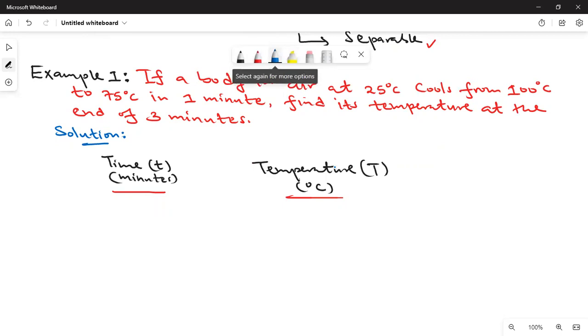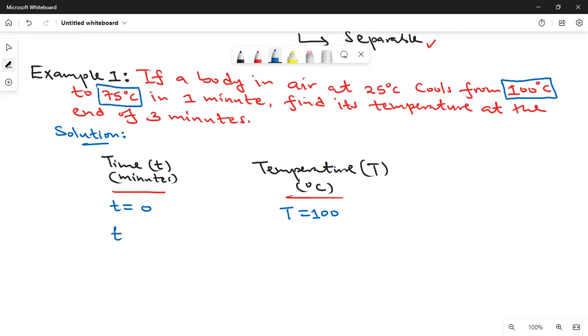Now, initially the temperature was 100. Remember, the body is cooling from 100. That's the starting point. So T equals 100 when the time is 0 minutes, when we are just starting. Now it cools to 75 degrees centigrade in how many minutes? Just 1 minute. So at the end of 1 minute, the temperature is 75 degrees centigrade.